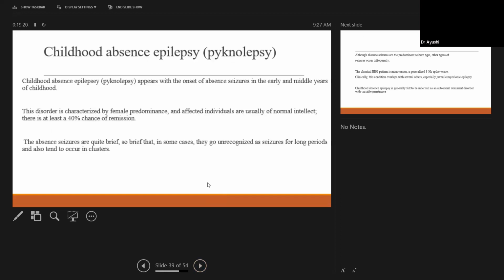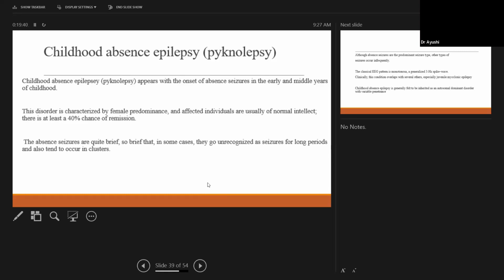Now we have childhood absence epilepsy or pycnolepsy. Childhood absence epilepsy appears with the onset of absent seizures in early and middle years of childhood. This disorder is characterized by a female predominance, and affected individuals are usually of normal intellect and with at least a 40% chance of remission.